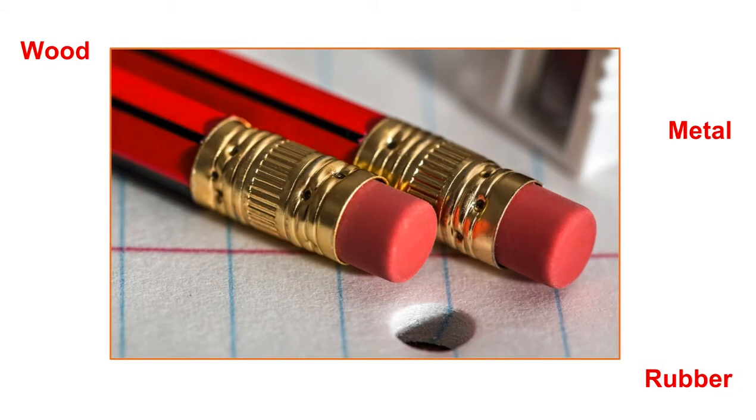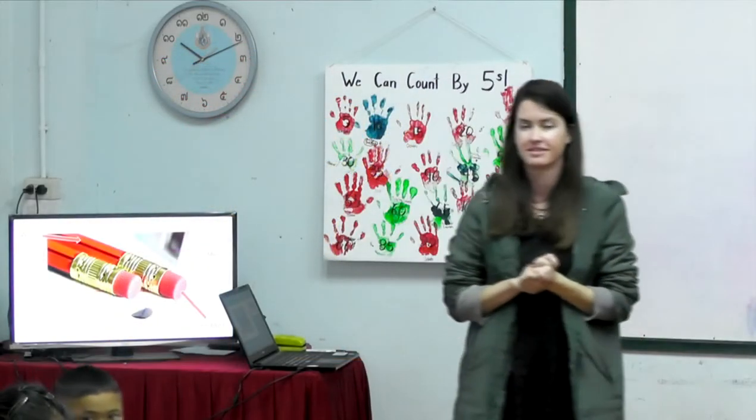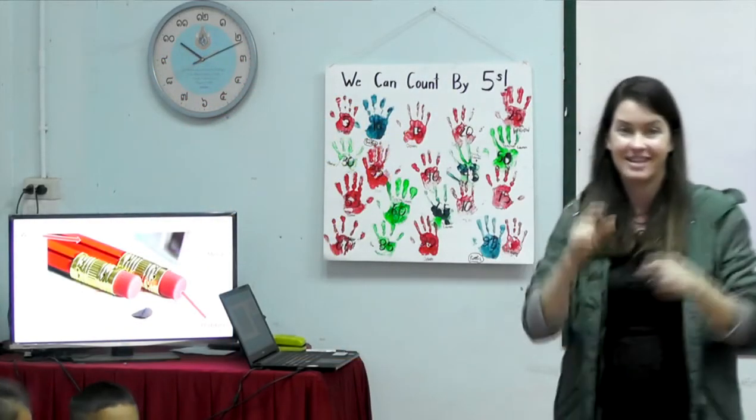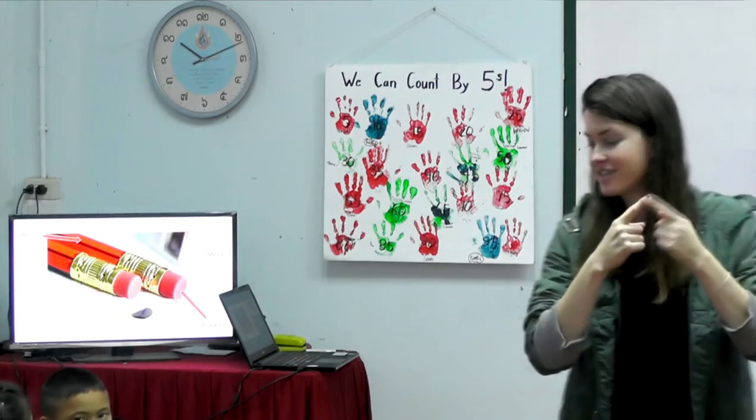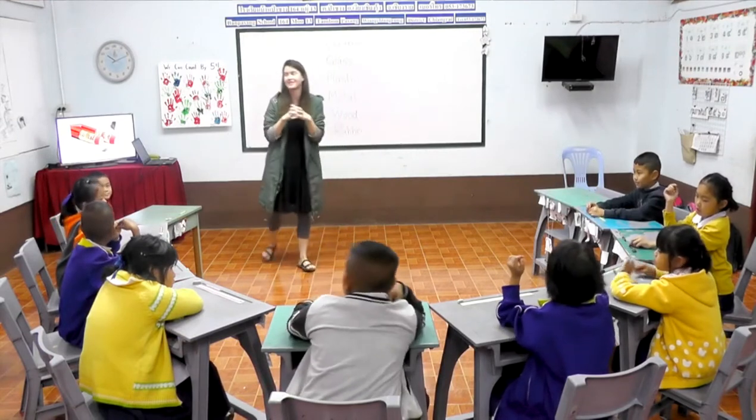Pick up your pencil and show me which part is made of wood. Which part of your pencil is made of wood? Point to it. Good. Wood. Which part of your pencil is made of rubber? The eraser. And where's the metal on your pencil? In between that pencil and the eraser, it helps hold that eraser onto your pencil. Very nice, friends.